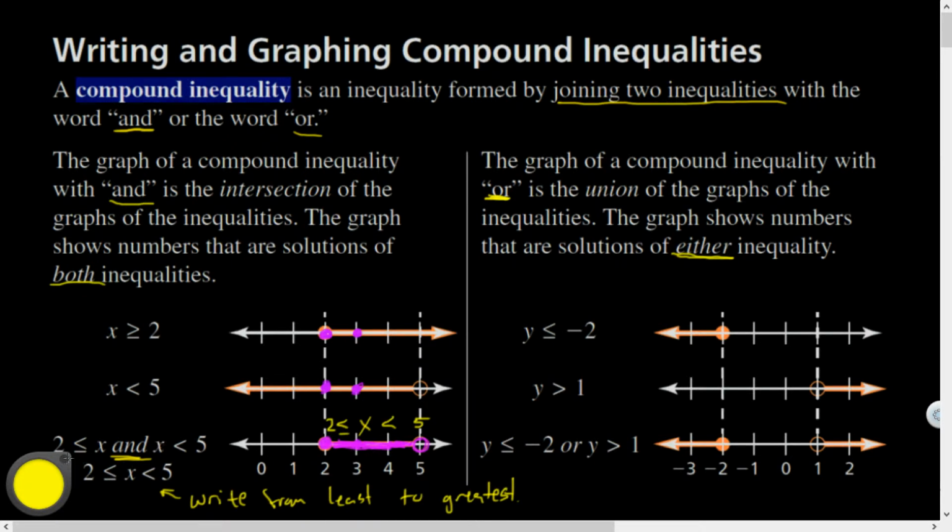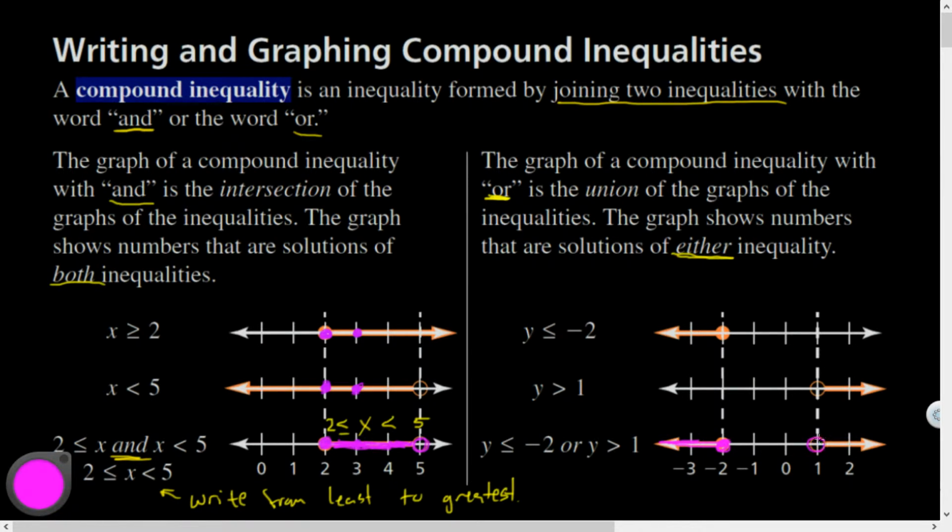Okay, so notice this over here. y is less than or equal to -2. All right, there's those closed circles shaded to the left. y is greater than 1, open circle shaded to the right. If I throw the OR operator in between them, that means both of these graphs work simultaneously.